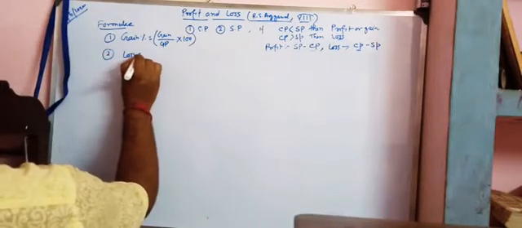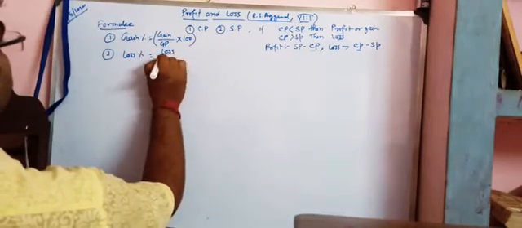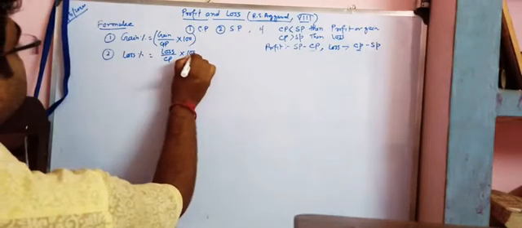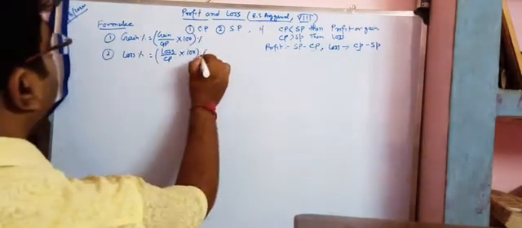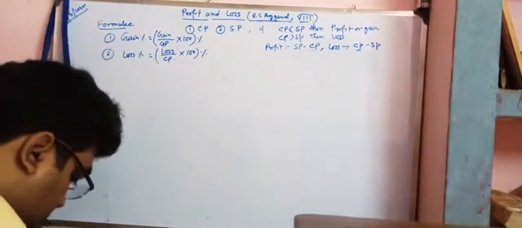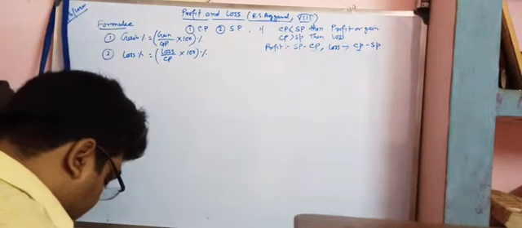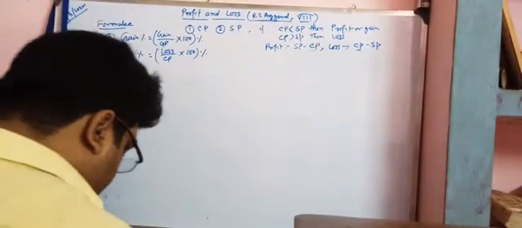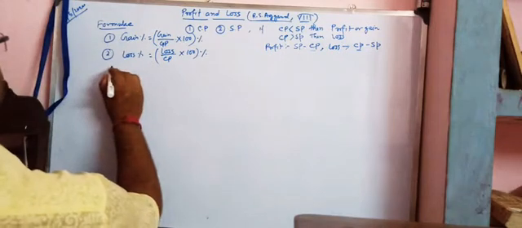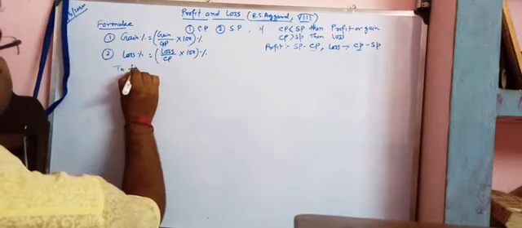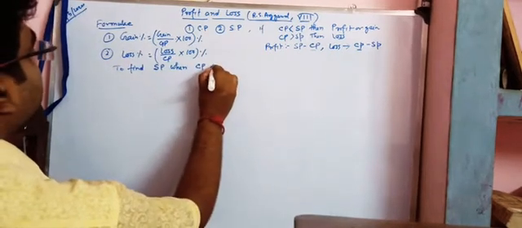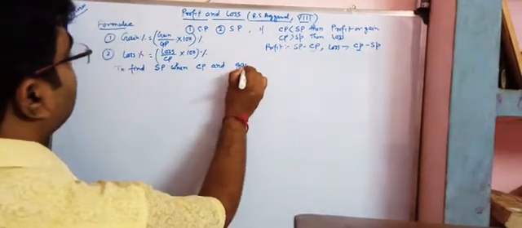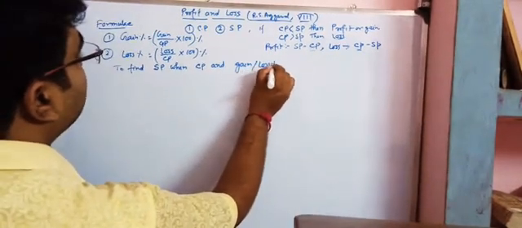Second, loss percent is equal to loss by CP into 100. This percent sign should be there. Percent. Next, to find the SP when CP and gain percent or loss percent are given. Next condition, to find SP when CP and gain or loss percent are given.